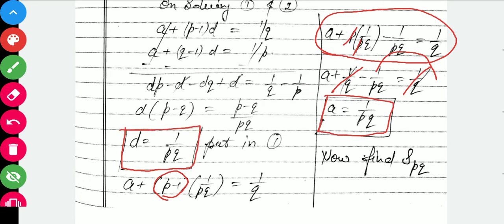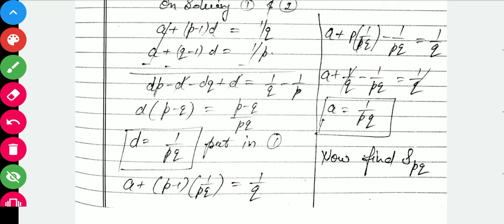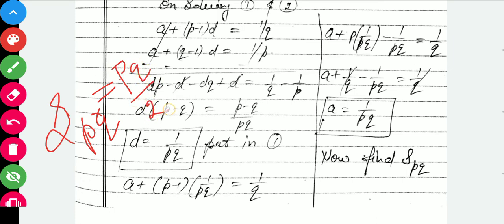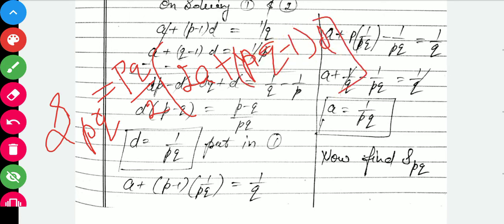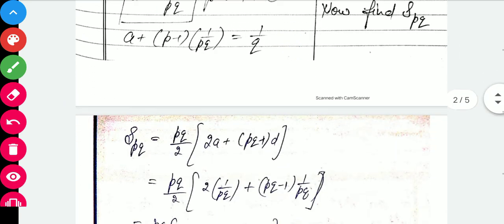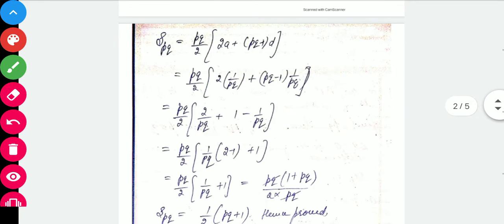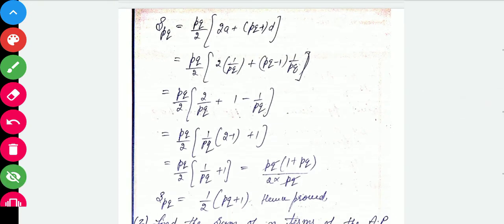We can say that a is equal to d because both values are equal. Now what do we need to find? We need to find S of pq. Using the formula of Sn, we can say that n over 2, that is pq over 2, is equal to 2 times a plus n minus 1, that is pq minus 1 into d. This we will get. S of pq is equal to this.